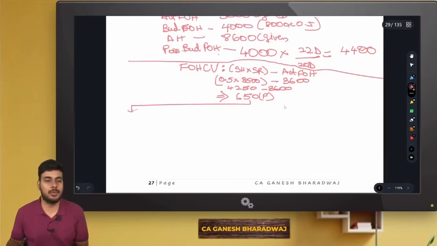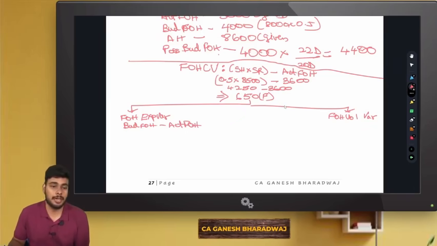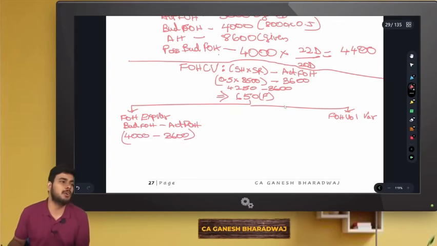Now, let's get into the two other limbs of this: fixed overhead expenditure variance and fixed overhead volume variance. Formula: budgeted fixed overheads minus actual fixed overheads. Budgeted fixed overheads, figure 4,000. Actual fixed overheads, figure 3,600. You were allowed to spend 4,000. You have spent only 3,600. Favorable or adverse? 400 favorable.